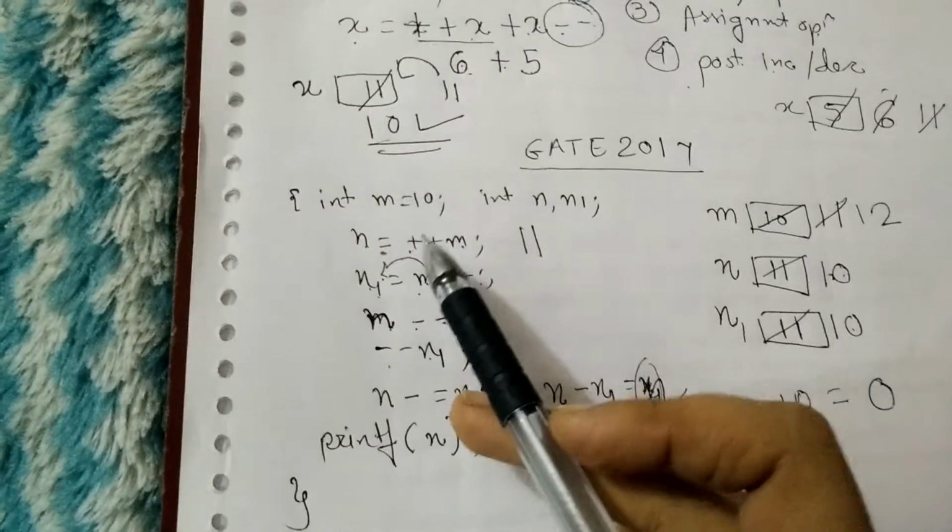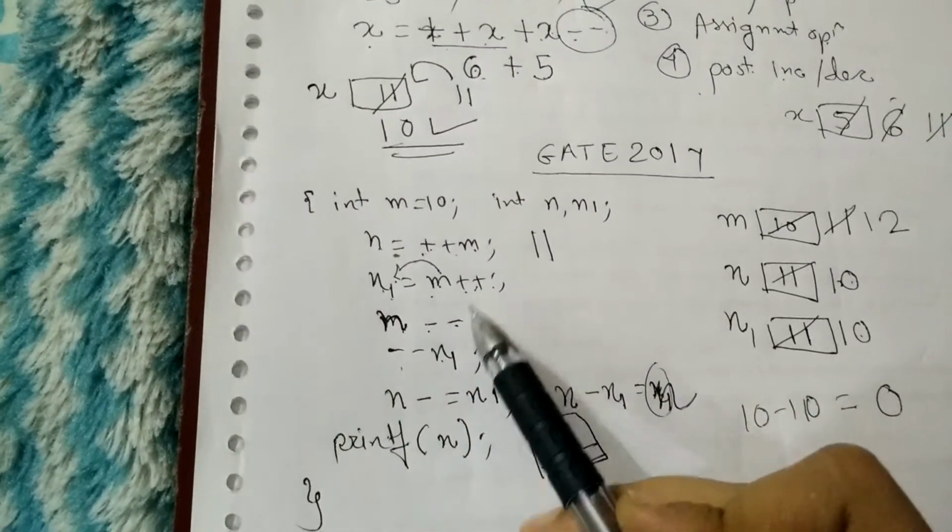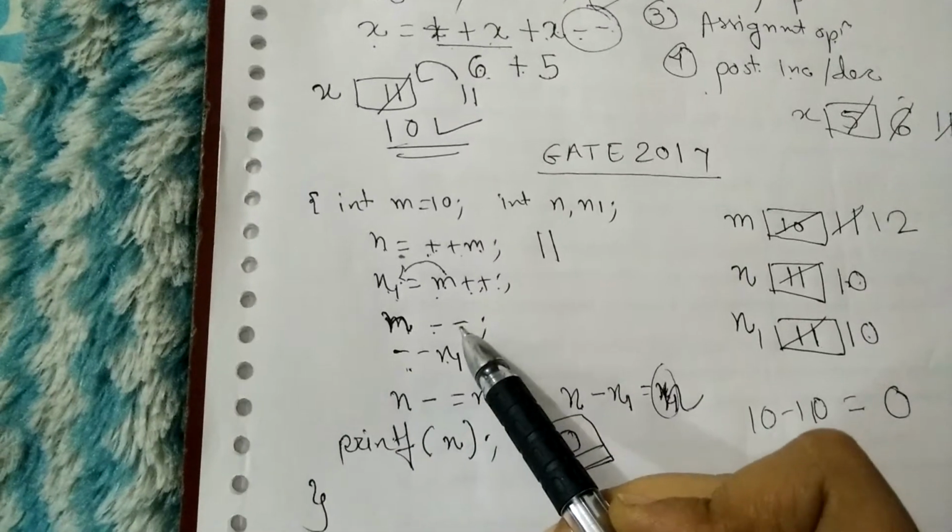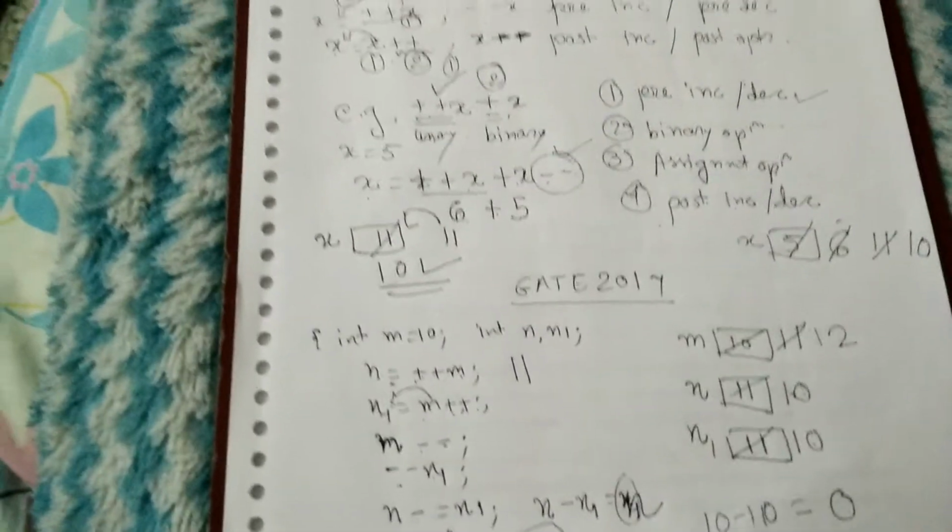So this is the concept of pre-increment and post-increment, pre-decrement and post-decrement. Hope you have understood it.